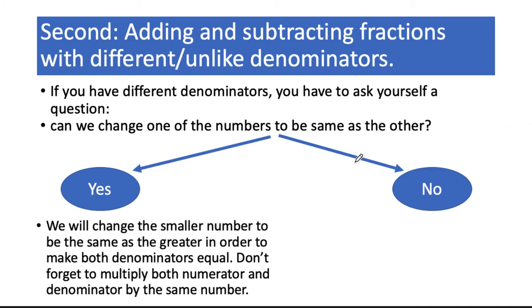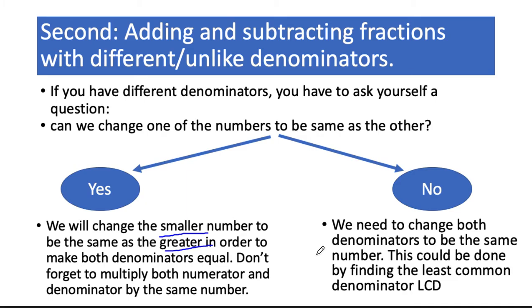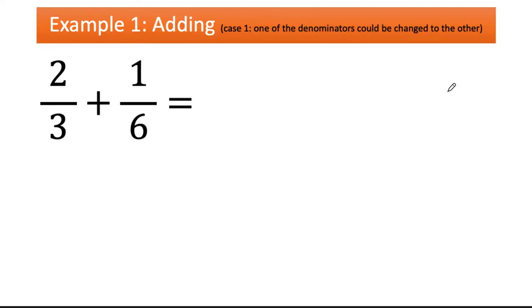So if yes, we would change the smaller number, guys, the smaller number to be the same as the greater number in order to make both denominators equal. Do not forget to multiply both numerators and denominators by the same number. If not, we need to change both denominators to be the same number. This could be done by finding the least common denominator, and we will talk about this in the next few minutes. So let's see the first question.